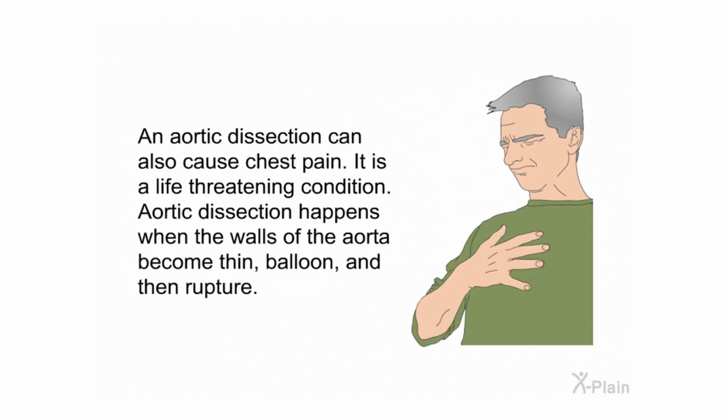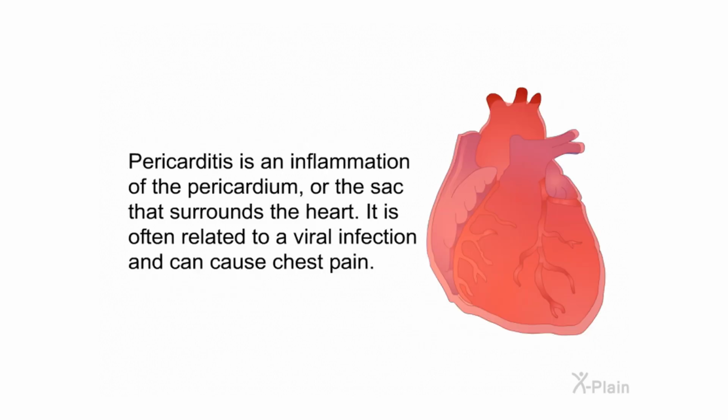An aortic dissection can also cause chest pain. It is a life-threatening condition. Aortic dissection happens when the walls of the aorta become thin, balloon, and then rupture. Pericarditis is an inflammation of the pericardium or the sac that surrounds the heart. It is often related to a viral infection and can cause chest pain.